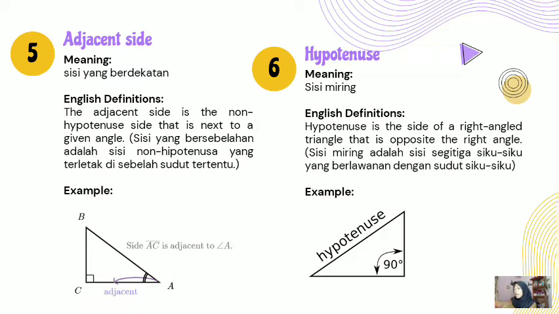Meaning is sisi miring. English definition: the hypotenuse is the side of a right-angle triangle that is opposite the right angle. For example, in the picture.